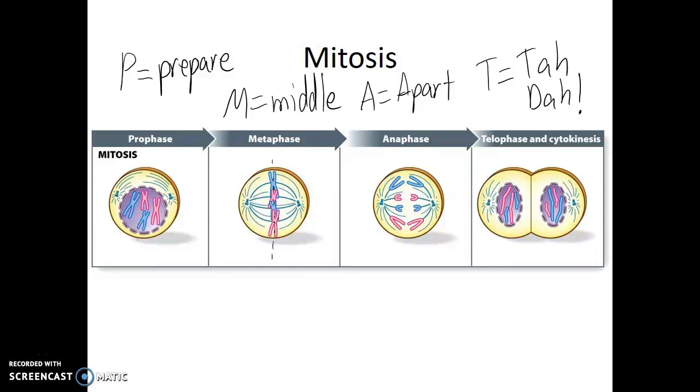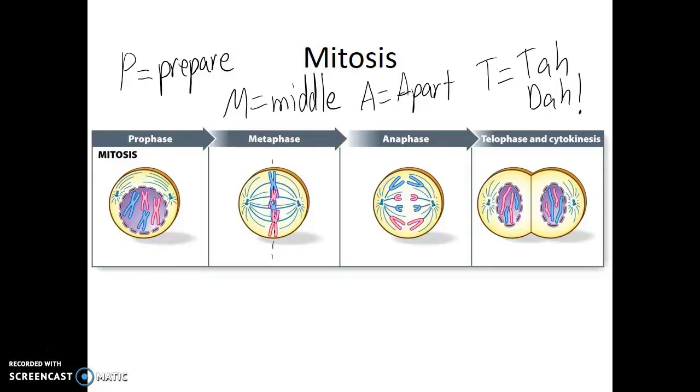Again, this happens around the same time as cytokinesis, and so the end result is we have two daughter cells, each with their own nucleus and with their own cytoplasm. So there we have it, the steps of mitosis: prophase, metaphase, anaphase, and telophase.